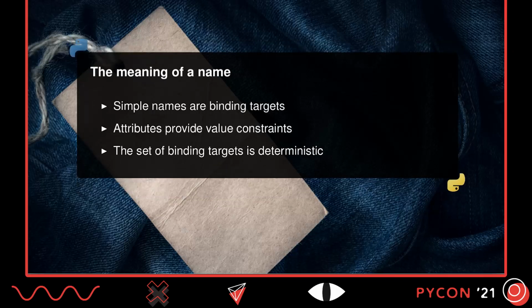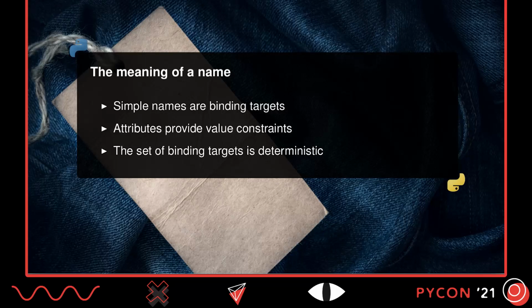All in all, if we look at names in patterns, we basically came up with these 3 simple rules. First, all simple names are binding targets. Attributes, on the other hand, provide value constraints. This is to say, if you write math.pi, you use the pi value there in order to compare it to the value that's given by the subject of the pattern matching. Whereas if you just write pi or anything, it will be bound to whatever value is provided.